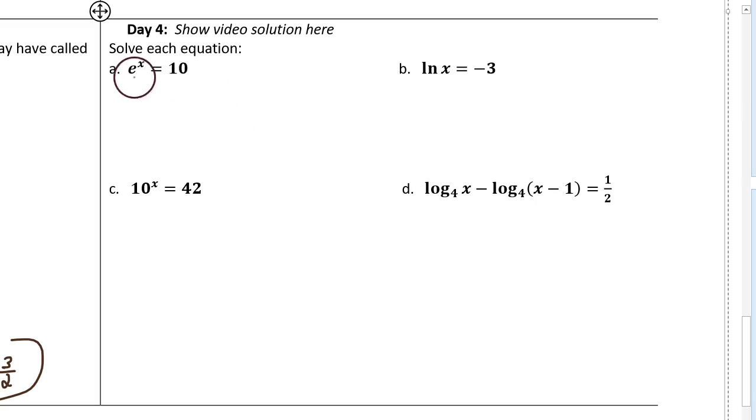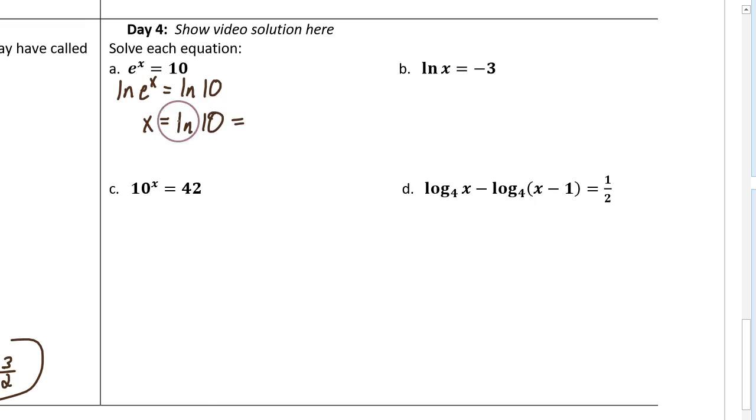So question A, to get at the variable x, which is in the exponent, we need to remove the base e. So let's do the inverse operation of that. Take the natural log of both sides. Because the natural log of e to the x is x. And so we have x equals the natural log of 10, which can be evaluated on the calculator. If you round off an answer, it's 2.30. If you're looking for the exact answer, it's natural log of 10.